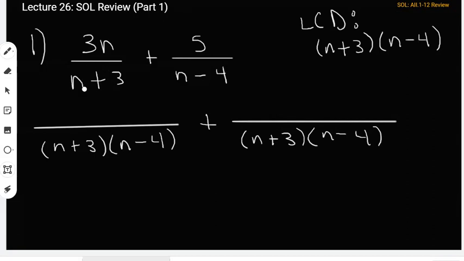So for the first fraction, I have the n plus 3, but I'm missing the n minus 4. So what I have to do is I need to take the top of the fraction and multiply what's missing on the bottom, and it's missing that n minus 4. For the second fraction, I have the n minus 4, but it's missing the n plus 3. So I'm going to multiply the top by n plus 3, since that's what's missing. So now I have a common denominator on both of these fractions. What I'm going to do is I'm going to simplify the top of this fraction, the top of this fraction, and then I can add the numerators together.